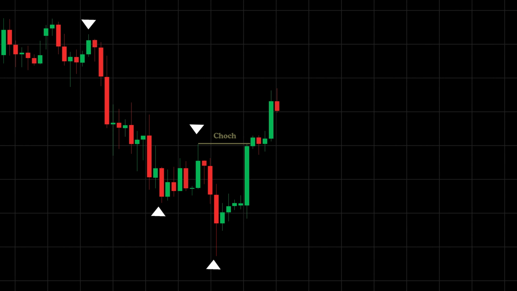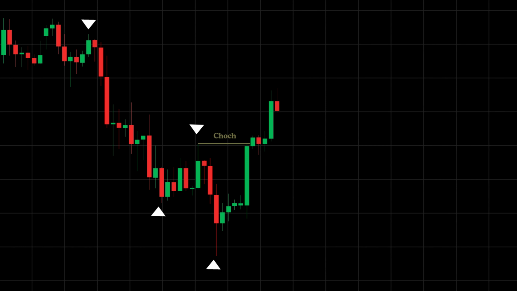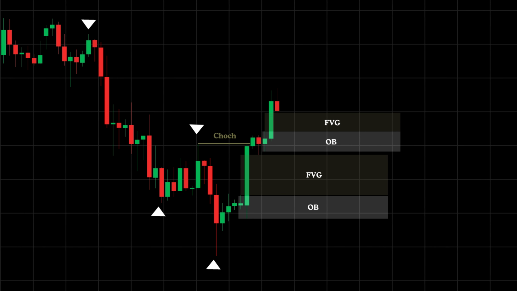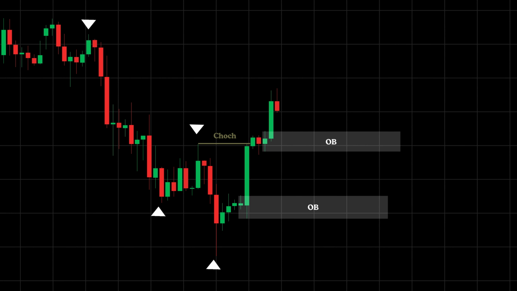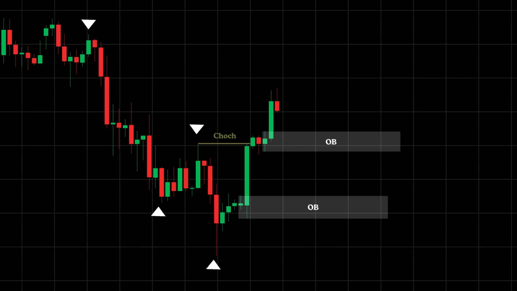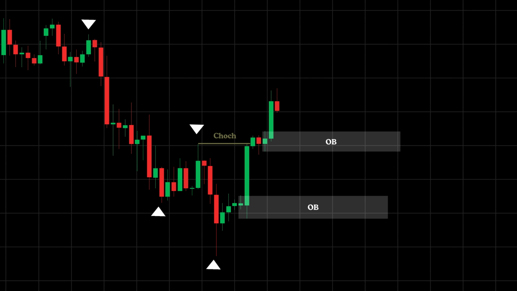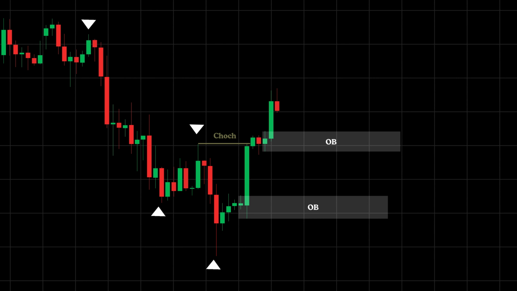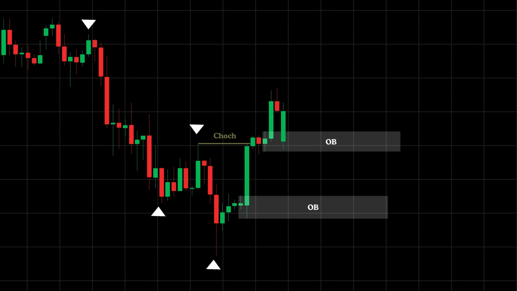Next, we identify the fair value gaps and order blocks. In this example, we can spot two fair value gaps. We mark the candles that created these gaps as our order block zones. These zones become our key trading areas. If price retraces into these zones, we then zoom into the lower time frames to look for confirmation signals and take the trade. So let's see what happens.